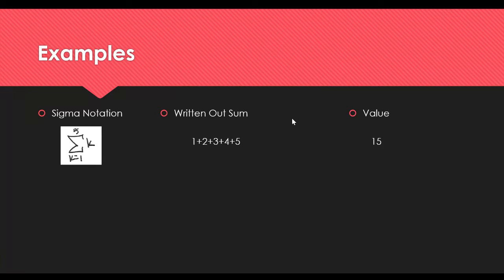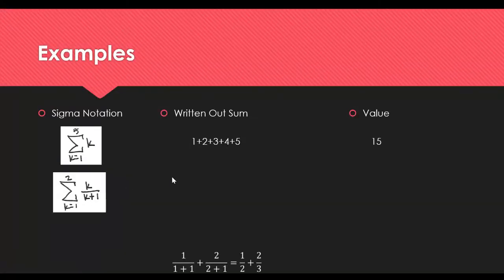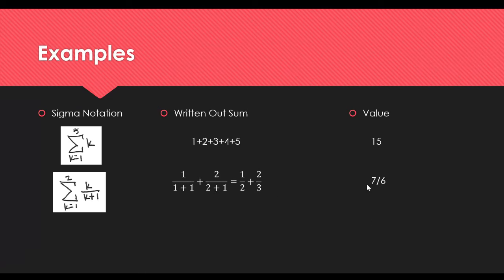Cool, good, happy. Example 2 is a little trickier. We want k from 1 to 2 of k over k plus 1. So we plug in 1 for k, and we plug in 2 for k. So if I plug in 1, I get 1 over 1 plus 1. Plus, I plug in 2, I get 2 over 2 plus 1. So that's actually 1/2 plus 2/3. So final answer is 7/6, because 1/2 is 3/6, 2/3 is 4/6, 3 plus 4 is 7/6.